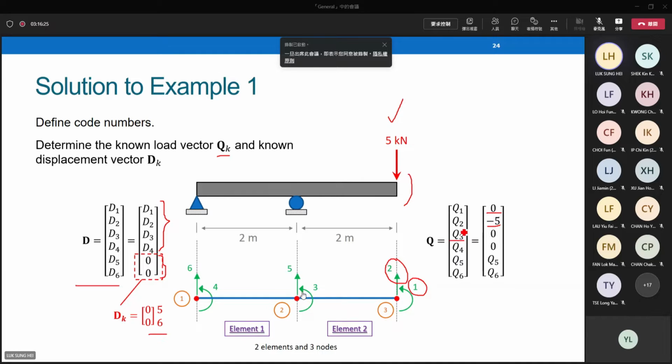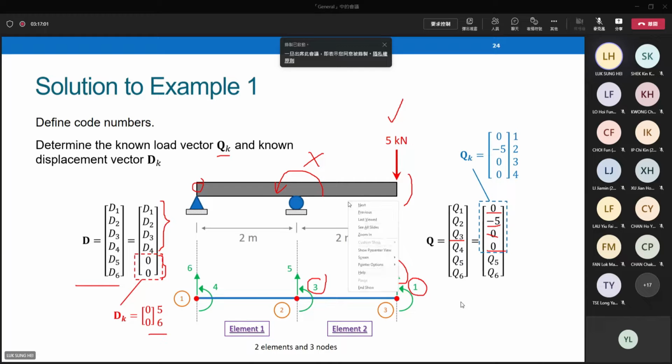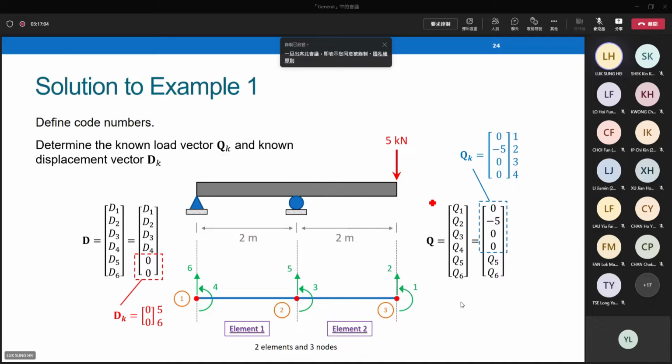Q3 stands for the applied moment along direction 3. Again, from the picture, there is no applied moment along direction 3. So Q3 is 0. Similarly, Q4 is 0 because we do not have any external moment, any nodal moment along direction 4. So 0. So Qk is a 4x1 vector with one non-zero number.